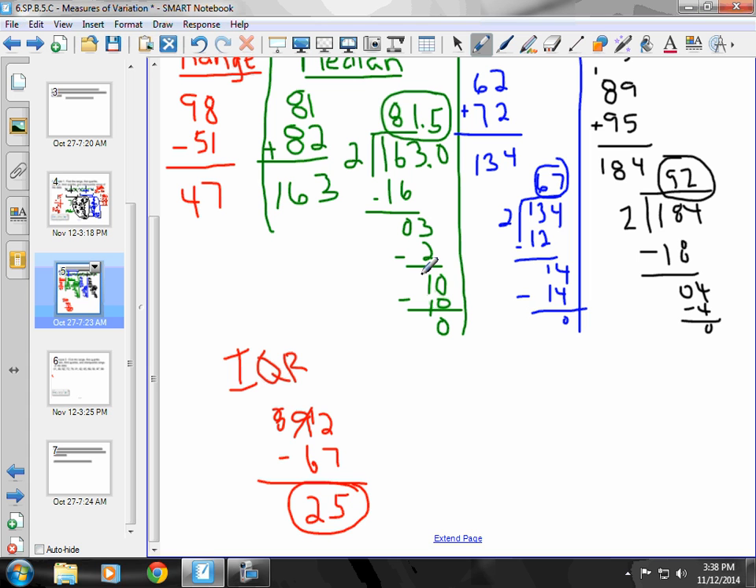This data is going to be useful for us as we go ahead and do box plots, which I'll do in another video. But for now, just keep practicing your range, median, Q1, Q3, and IQR.